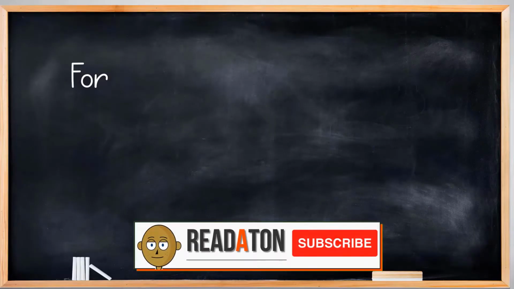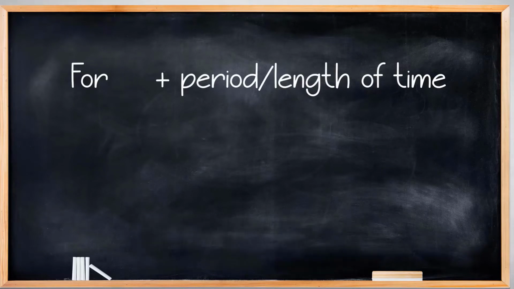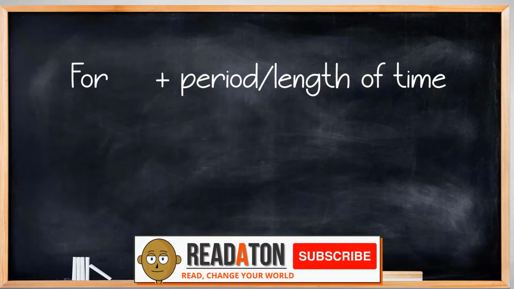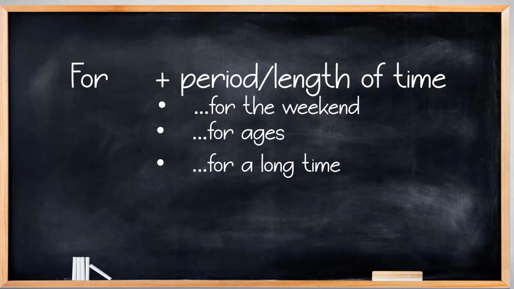So again, we use for when we are talking with respect to a certain length of time or a certain amount or period of time. And then again, I would like to point out here that the length of time we're talking about doesn't have to be precise. It doesn't need to have a fixed number attached to it, like 3 days or 5 months or 10 years. It can be vague. For example, for the weekend, for ages, for a long time, for a while.